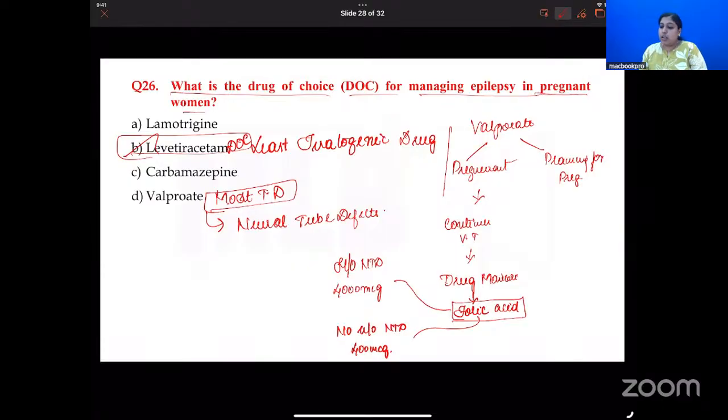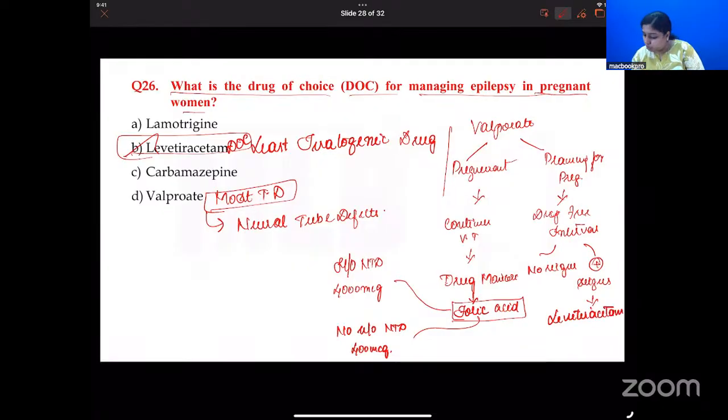When coming to planning pregnancy, we have to have a drug-free interval, so we should not administer valproate at that time. In a known case of seizure, if seizure is absent, we leave as such. If seizure is present, then we administer levetiracetam. This is again a very important point to note. Remember the folic acid dosage for patients with a history of neural tube defects and with no history.